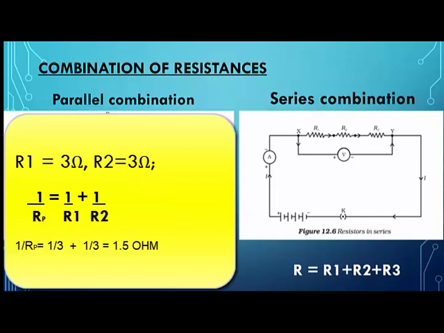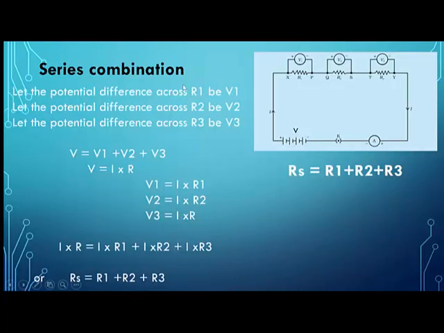1.5 is the correct answer. Who said that? Ma'am Chaitanya. Yes, 1.5 is the correct answer. That is the correct answer. 1.5. See, now we are trying to derive how Rs is equal to R1 plus R2 plus R3. That is what we are trying to derive.